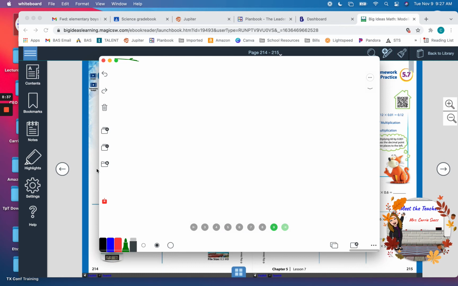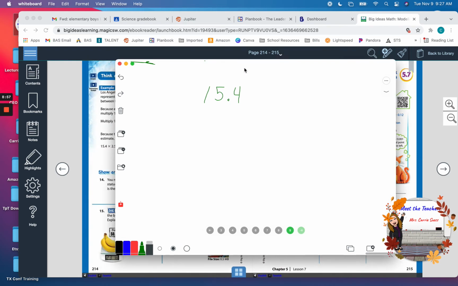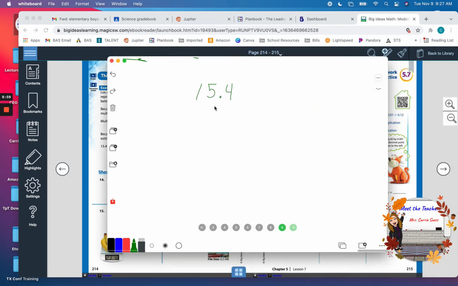Now, how would you set this up? Which number would you put on top? The bigger number, which is 15.4. Is 15.4 larger or just has more numbers? It's actually larger. However, if you still had a 3-digit number compared to a 2-digit number, I'd still put the 3-digit number on top. Times 2.5. Correct. All right, so we're going to multiply this.